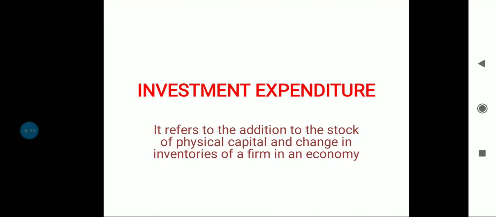Investment expenditure refers to the addition to the stock of physical capital and change in inventories of a firm in an economy. Hence, investment decisions by firms, such as whether to buy a new machine, depend to a large extent on the market rate of interest. However, for simplicity, we assume here that firms plan to invest the same amount every year. We can write the ex ante investment demand as I is equal to I bar.